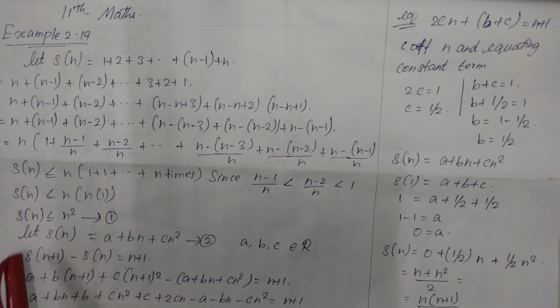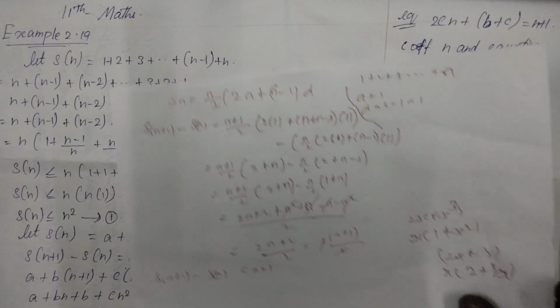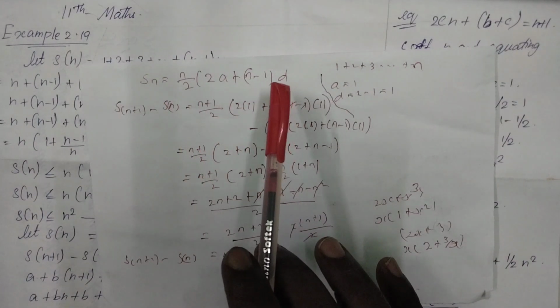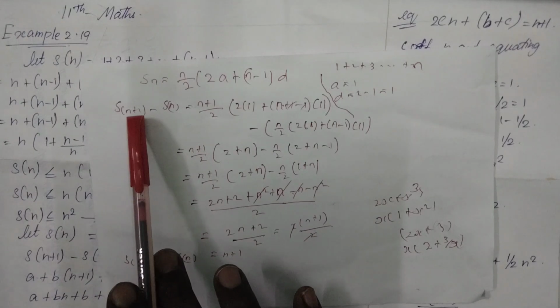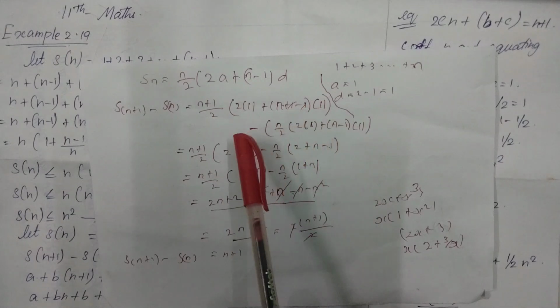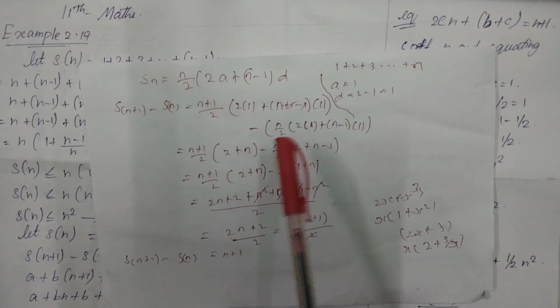Now again we assume Sn equal to a plus bn plus cn square. So it is a quadratic equation in terms of n. Now what are a, b, c? They are some real numbers. Now we are writing Sn plus 1 minus Sn equal to n plus 1. How does it come? You know the Sn formula: Sn equals n by 2 into 2a plus n minus 1 into d. That formula applies here for Sn plus 1. Wherever n is there, substitute n plus 1 in the first part. Then minus the same formula repeated for Sn.